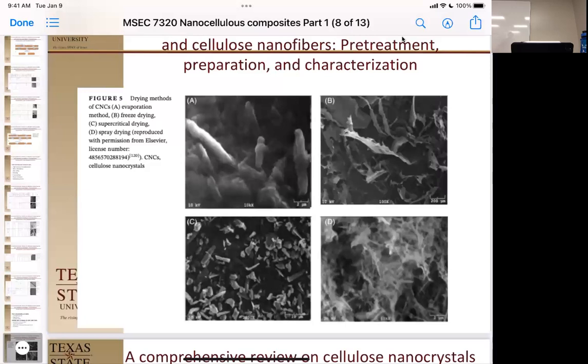The lyophilization is a batch type process. Drying is a batch type process. Ball mill can be a continuous process. So they're going to try to go for as many continuous processes as possible to make it economically viable.